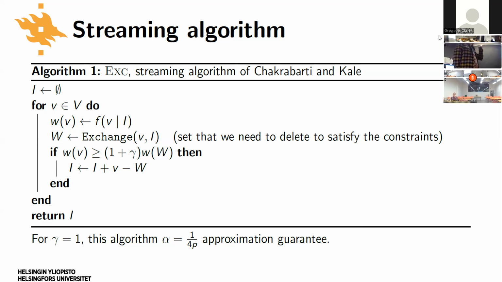Again, a very simple algorithm, and you can show that if we set gamma equal to 1, then there's a guarantee that this algorithm will give you a 1 divided by 4p approximation guarantee. And this has nothing to do with coresets or deletion whatsoever. This is just to optimize function f over the constraints. So you get this approximation guarantee with this particular algorithm.